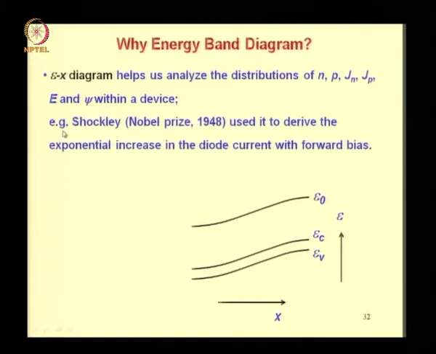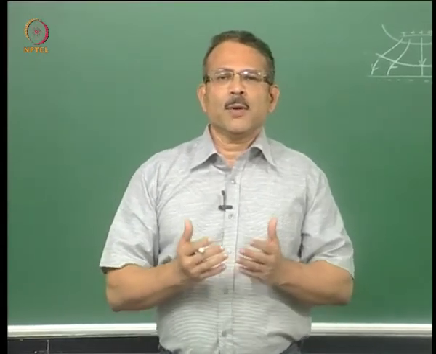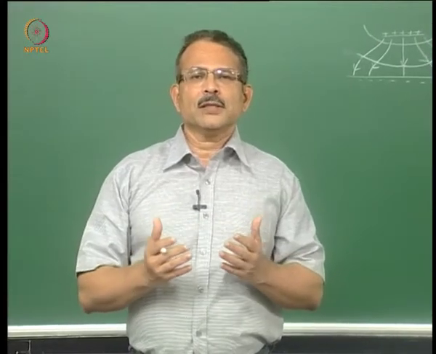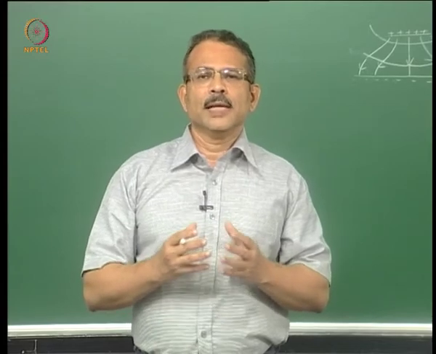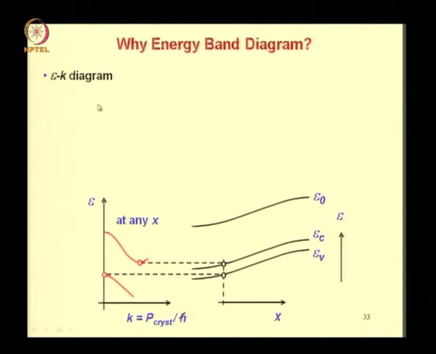Now for example, Shockley, who won a Nobel Prize in 1956, used the EX diagram to derive the exponential increase in the diode current with forward bias. So this is an example to show how an important aspect of diode operation was analyzed and concluded based on the energy band diagram. The EK diagram.